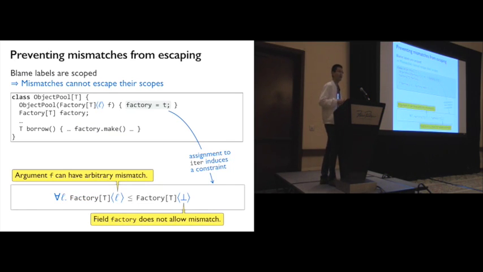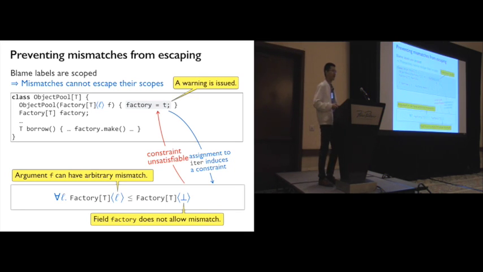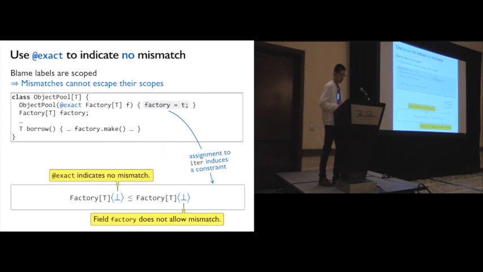So this motivates an escape analysis, and it turns out that this analysis can be encoded in the same constraint-based mismatch analysis. For example, this analysis produces an unsatisfiable constraint for the assignment to the escape instance variable factory, so the Genus compiler reports a warning for it. Beyond escape analysis, Genus provides annotations for the programmers to express things like object pool in a type-safe manner.